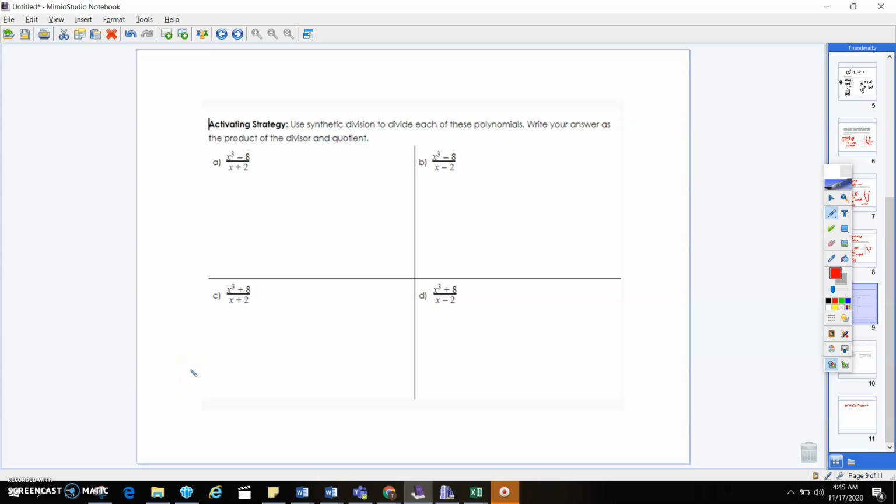Alright, hey Algebra 2. So today we're going to use synthetic division to divide each of these polynomials. Okay, so we've got x plus 2 in the bottom, which means that we're going to change the sign, and then we're going to write out all of the coefficients of this polynomial. But remember, this is x to the third plus 0x squared plus 0x minus 8. You have to make sure all x's are represented. Okay, sorry, that's just how it is.